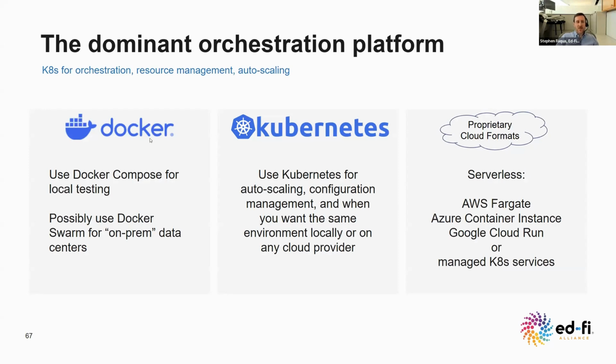It's an orchestration platform that takes the concepts that you use in Docker Compose and applies them in an even more robust fashion with auto scaling and better configuration management. You can run Kubernetes locally and take your same Kubernetes configuration and run it in managed Kubernetes or K8s services out in the cloud. Your cloud environments also have their own proprietary formats, with AWS Fargate, Azure Container Instances, or Google Cloud Run, where you can run serverless for containers.